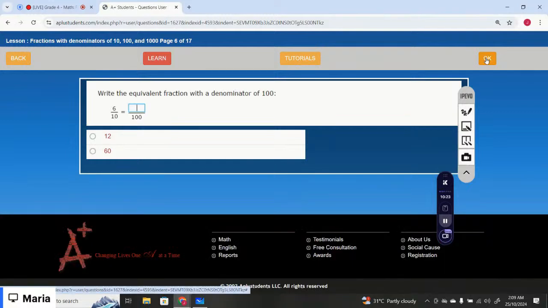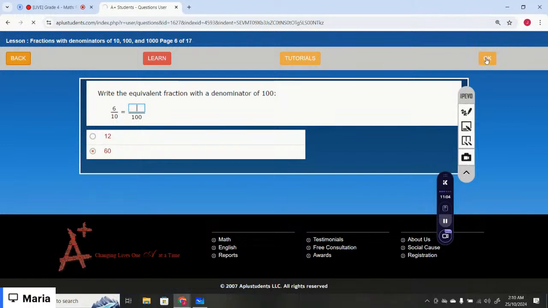Write the equivalent fraction with the denominator of 100. So which is the correct option? That is 60 over 100. The correct option is 60. Okay, you can complete the lesson by yourself later today. Let me just move on to the next lesson.